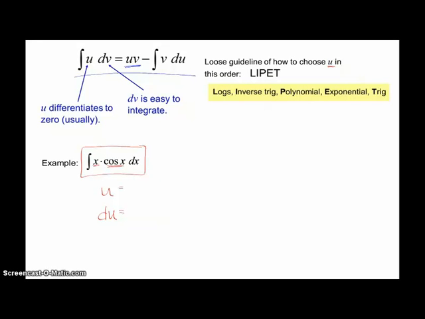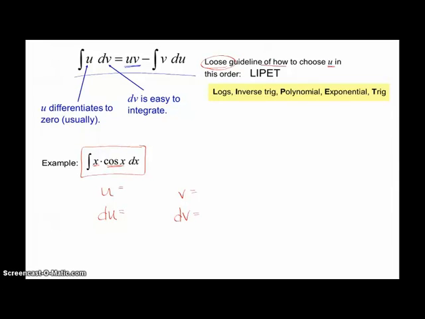Once we choose what u is, what's left by default has to be dv, and then we'll integrate dv and find v. So there are the 4 players that we need to even be able to do integration by parts. So there's a loose guideline, notice the word loose, it's not hard and fast, on how we choose u. Because once we choose u, everything that's left over has to be dv.